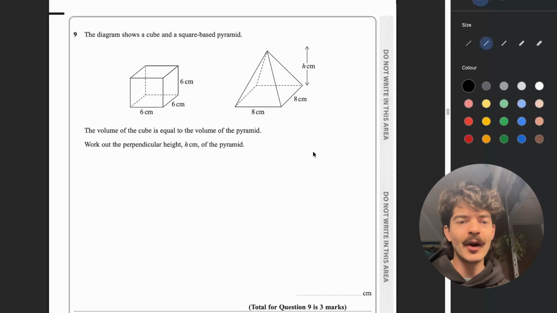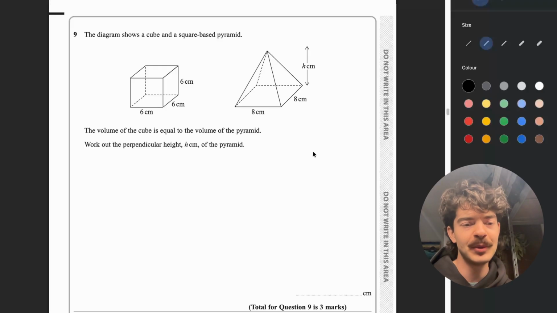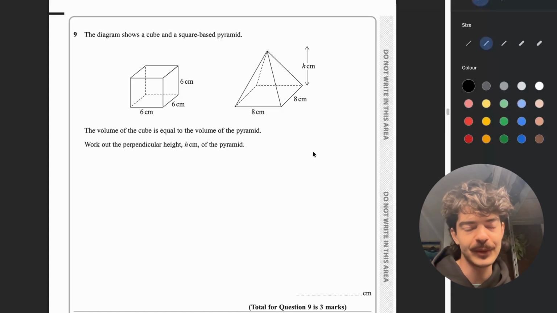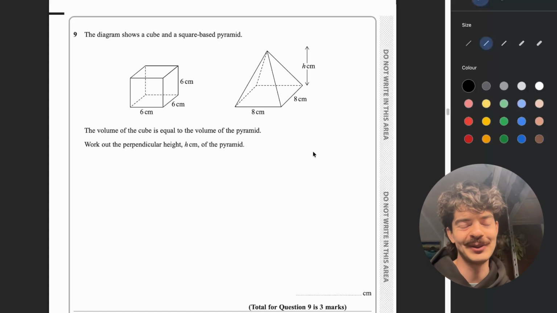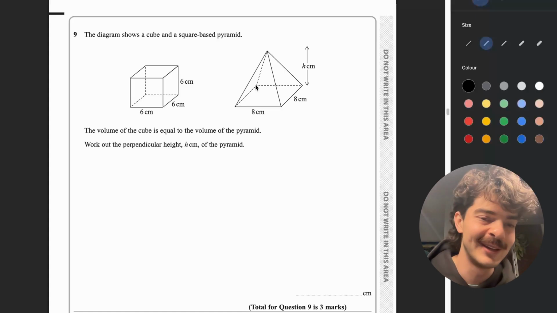All right, on to question 9. Here we've got a square-based pyramid and a cube. The volume of the cube is equal to the volume of the pyramid. Work out the perpendicular height of the pyramid. Oof. Okay, so things that we need to know.